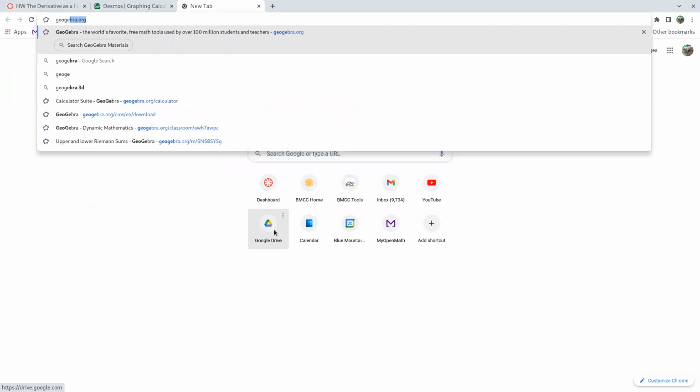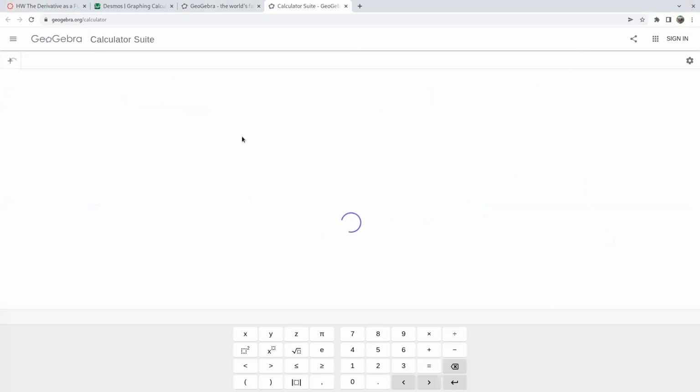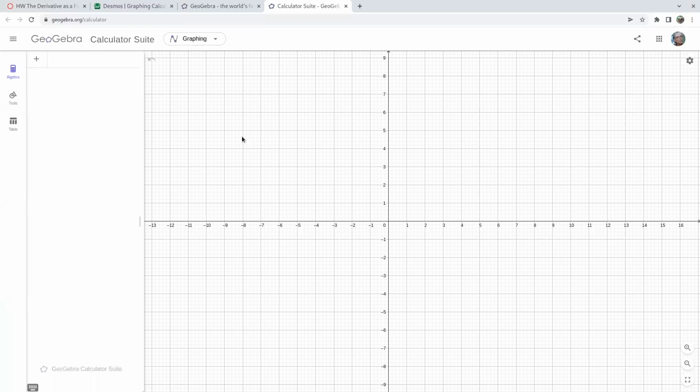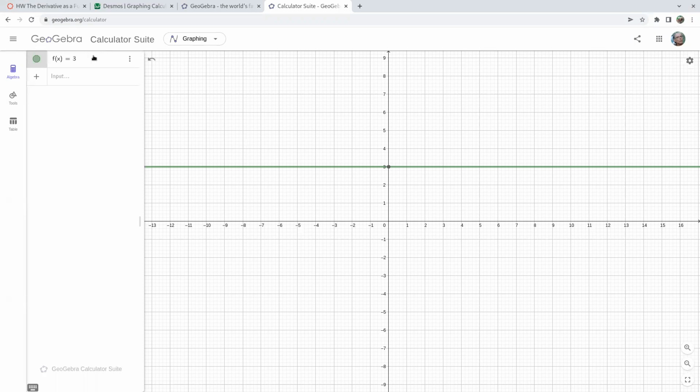GeoGebra. And the reason I'm going with GeoGebra is because it's easier for me to graph a tangent line in GeoGebra than it is in Desmos. All right, so I got f of x equals... no, that's a lie. What was it, 2x? No, I forgot. 2x cubed. Oh yeah, that's right. 2x cubed minus 2x minus 5.